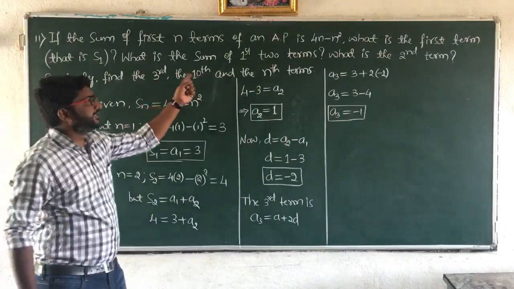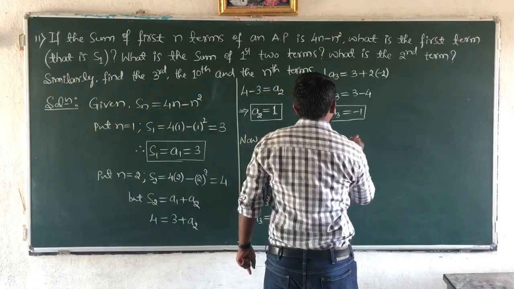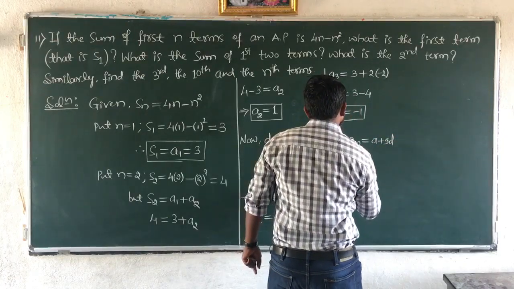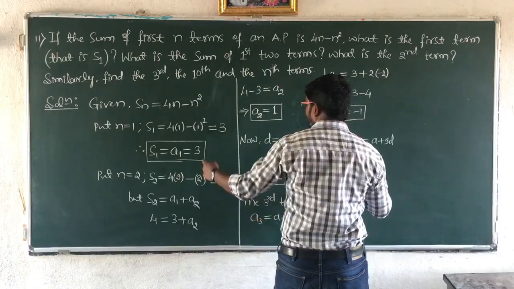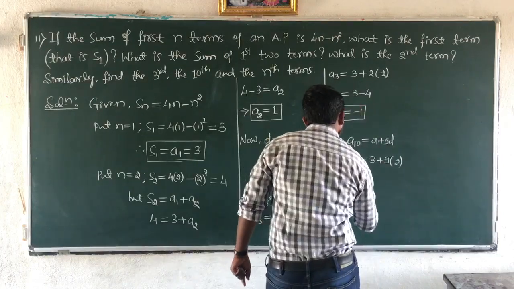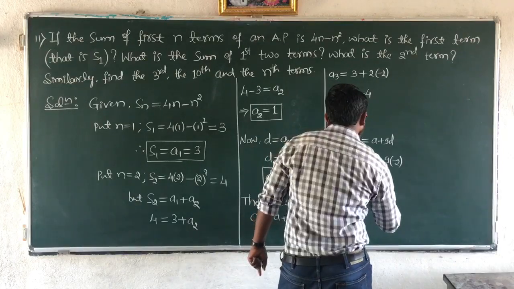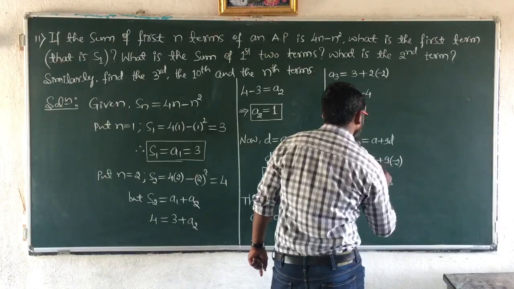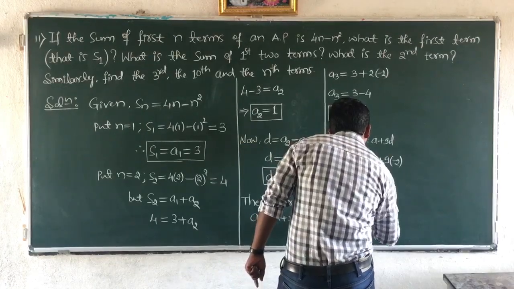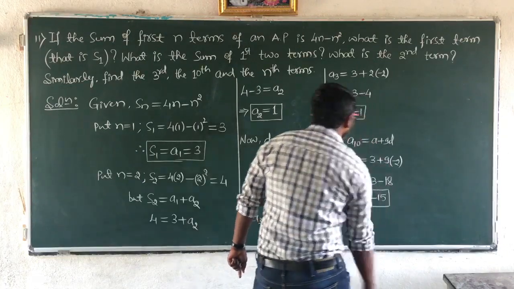Next we have to find the 10th term. So now A10 is equal to a plus 9d. So A10 is equal to a, it is 3, plus 9 into d, it is minus 2. So A10 is equal to 3 minus 18. So 3 minus 9 into 2, it is 18. So 3 minus 18, A10 is equal to minus 15. So this is the 10th term.